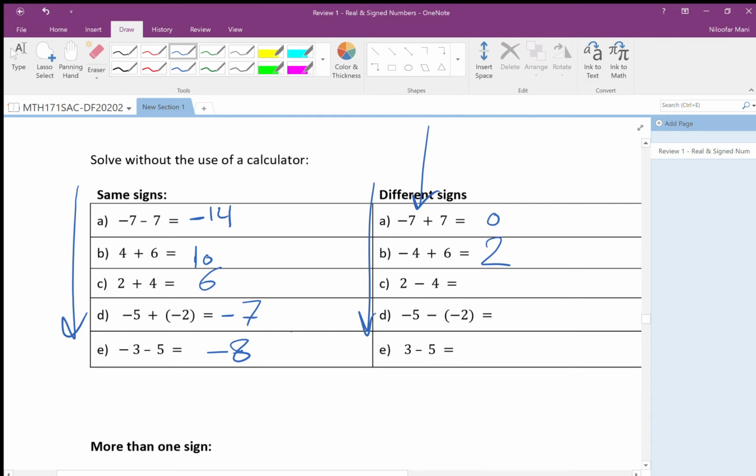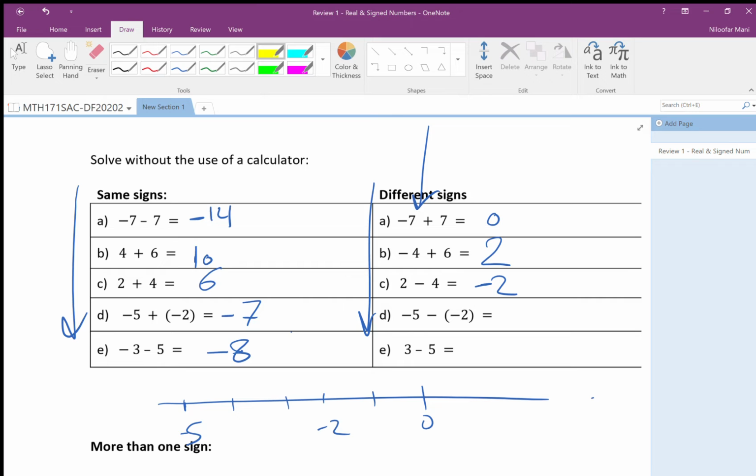2 and 4. What is the difference between 2 and 4? 2. What is the sign of the bigger number? The sign of 4. Negative. So -2 then. What is the difference between -5 and -2? On the number line, if this is 0, this is -2 and this is -5. So the difference is 3, right? What is the sign of the bigger number? Okay, the bigger number is which one?